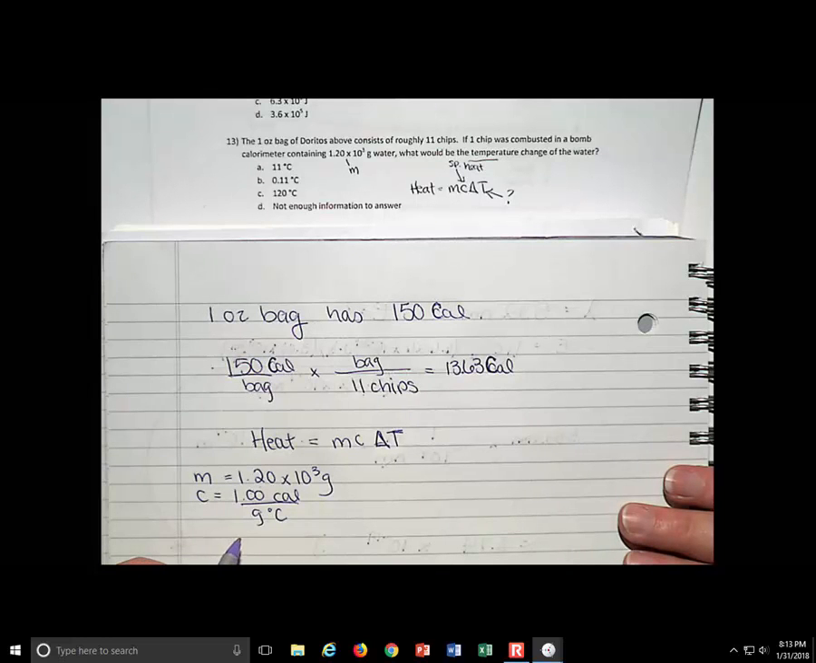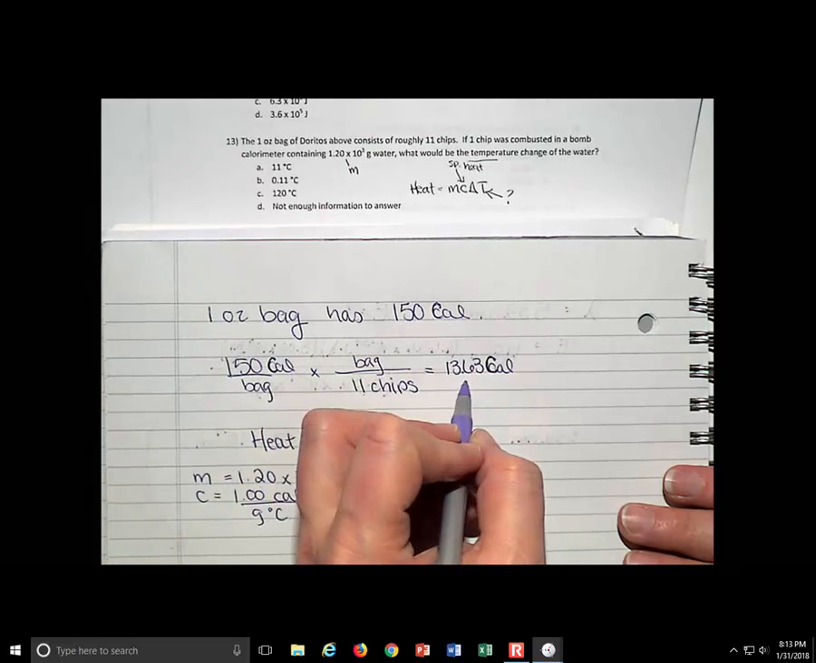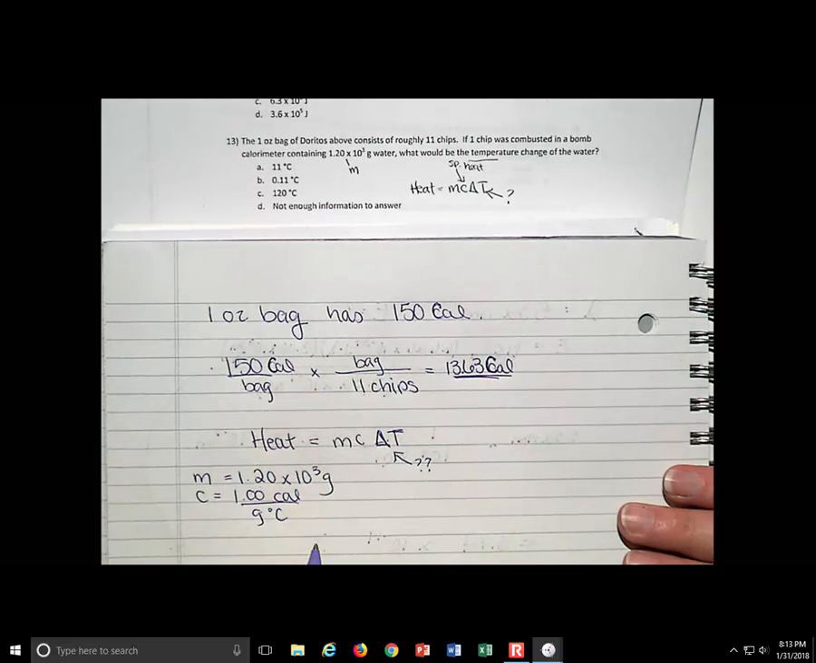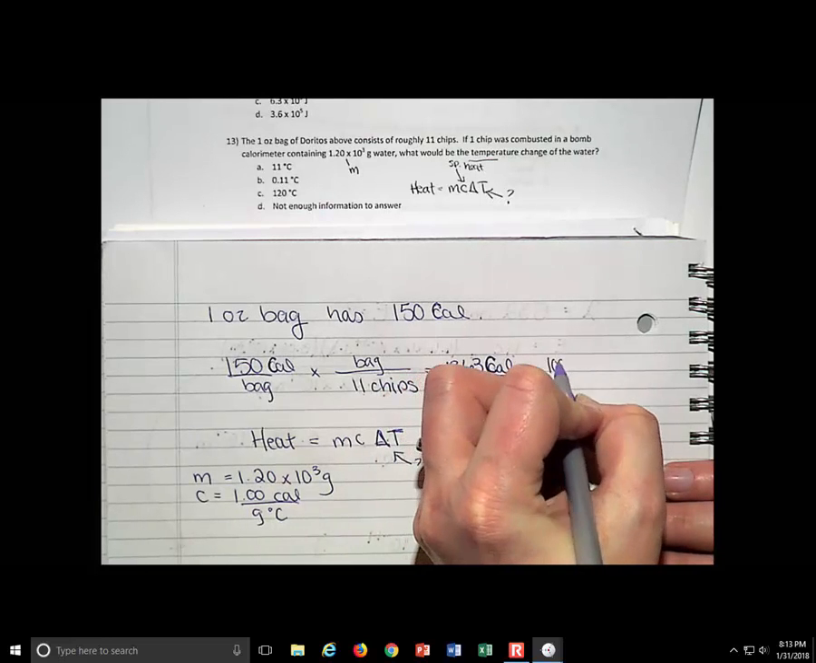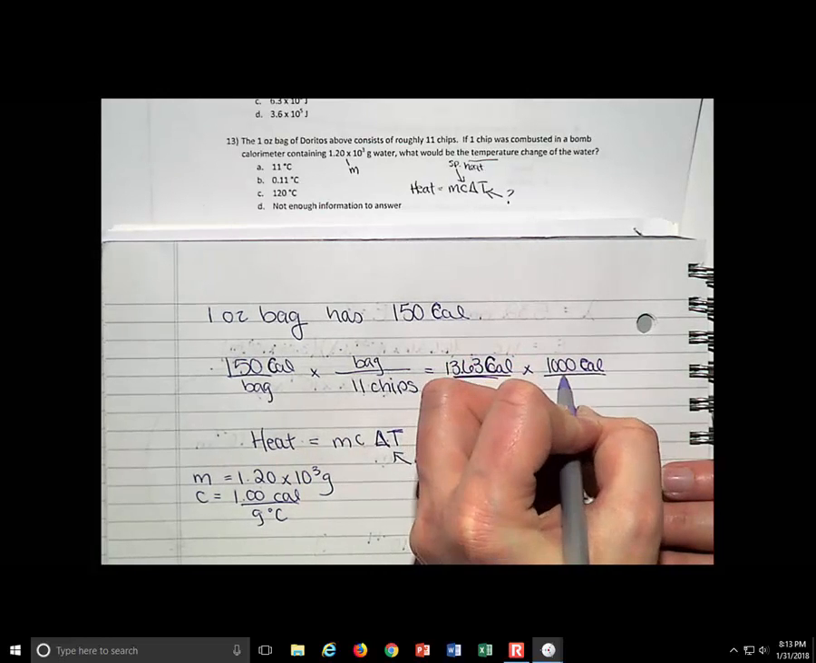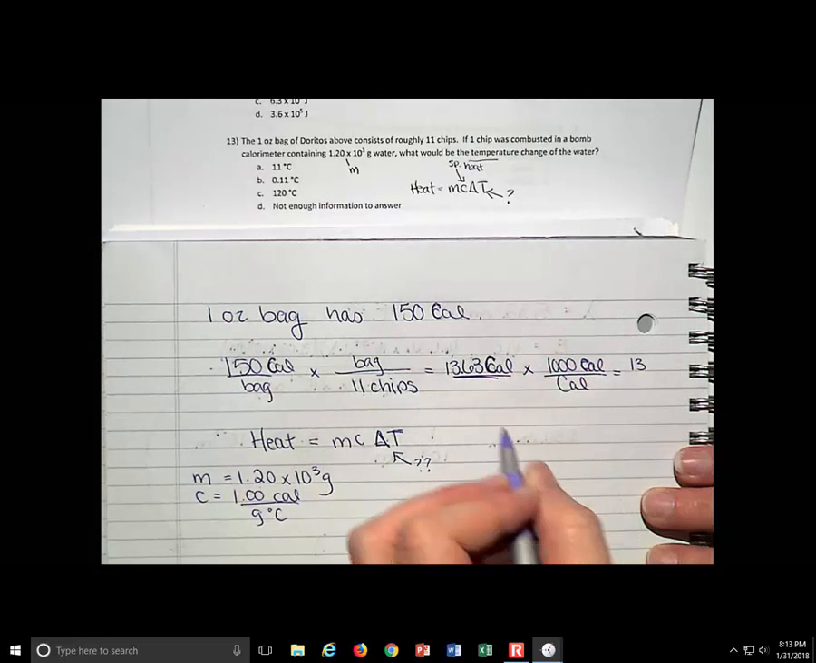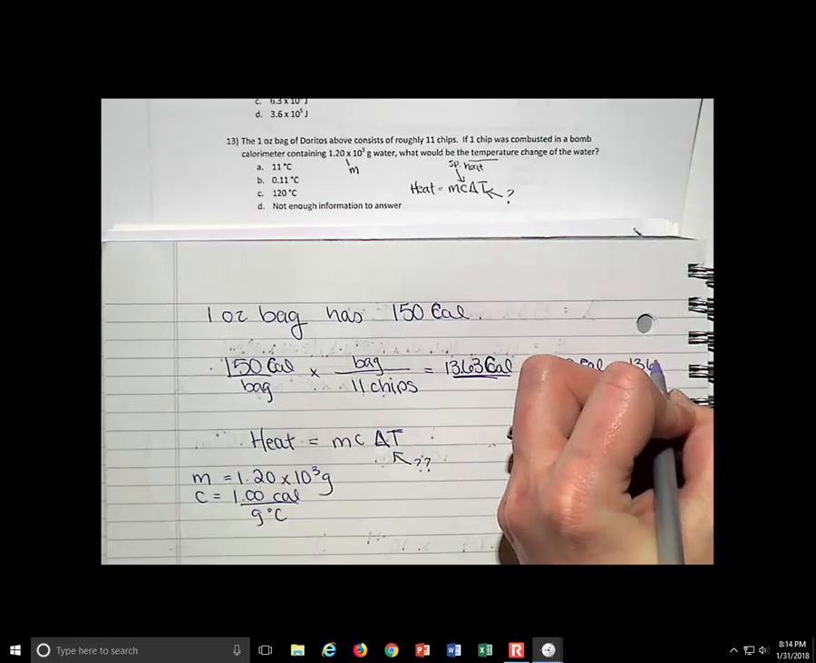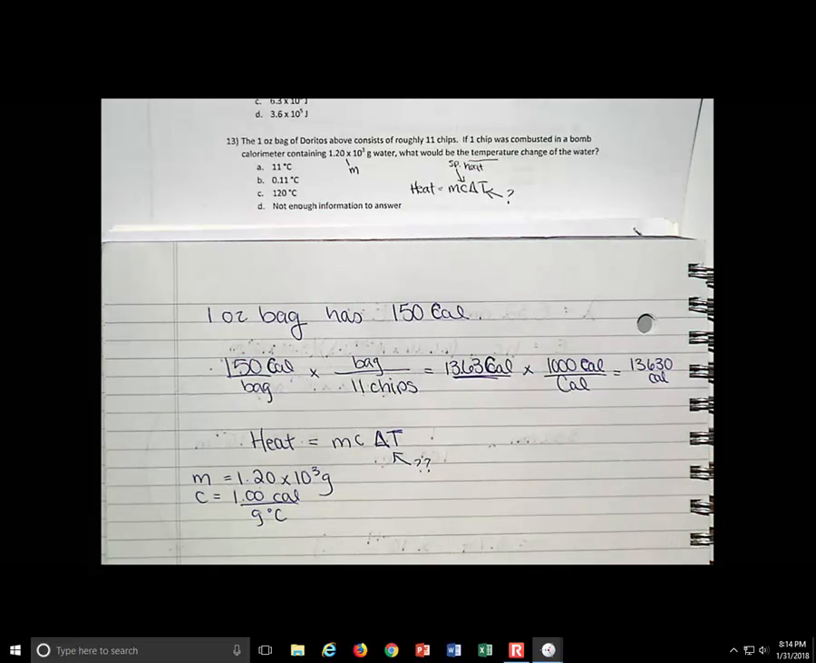And then we don't know the change in temperature. That's what we're trying to find. And our heat we calculated here. And I'm going to convert that to little calories because my specific heat is in little calories. And there are 1,000 calories, little calories, in one big calorie. Hopefully I've done that right.